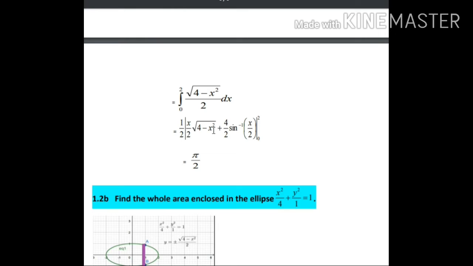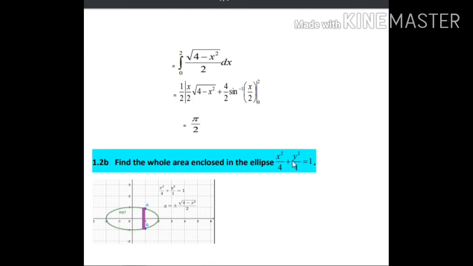Apply the upper limit, put x equal to 2. If you put x equal to 2, this becomes 0. Put x equal to 2 in sine inverse: sine inverse 2 by 2 is sine inverse 1, and sine inverse 1 is pi by 2. So the 4 by 4 cancel out, and this is pi by 2. So we have pi by 2 minus, put x equal to 0. If you put x equal to 0, this is 0, and sine inverse 0 is also 0. So finally we have pi by 2.